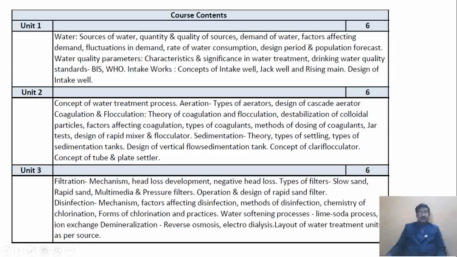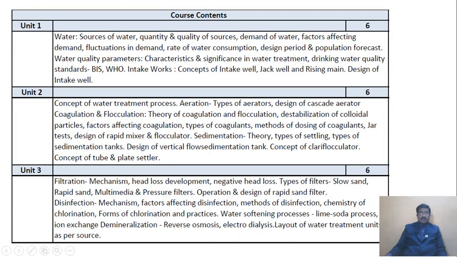The course content in Unit 1 requires 6 lectures: sources of water, quantity and quality of sources, demand of water, factors affecting demand, fluctuations in demand, rate of water consumption, design period and population forecast, water quality parameters, characteristics and significance in water treatment, drinking water supply quality standards, BIS, World Health Organization (WHO) standards, intake works, concept of intake well, jack well, and rising main, design of intake well.